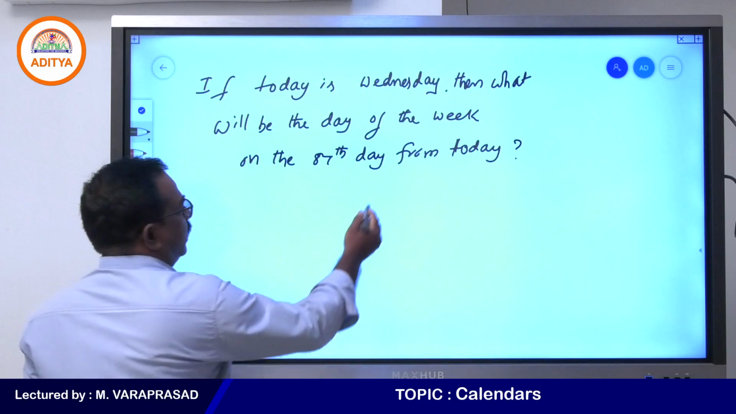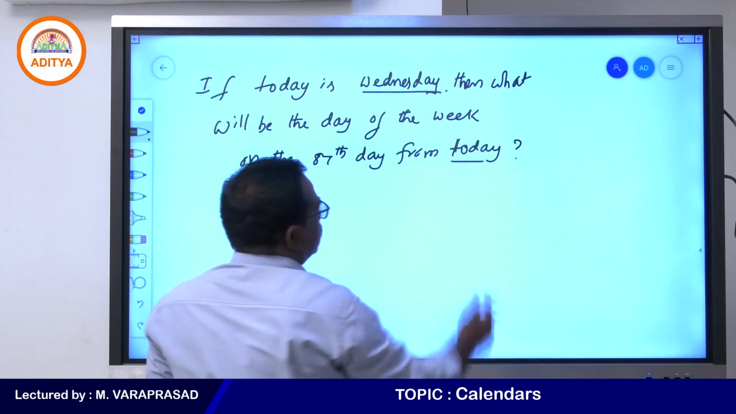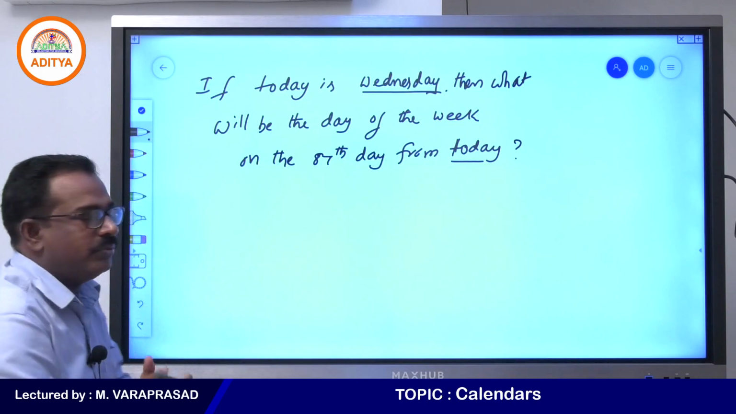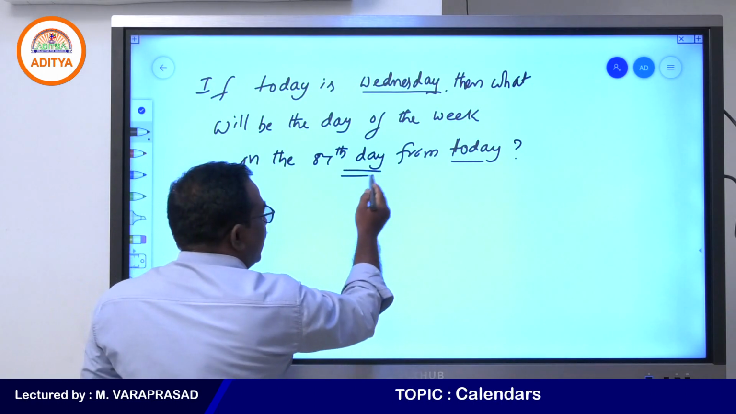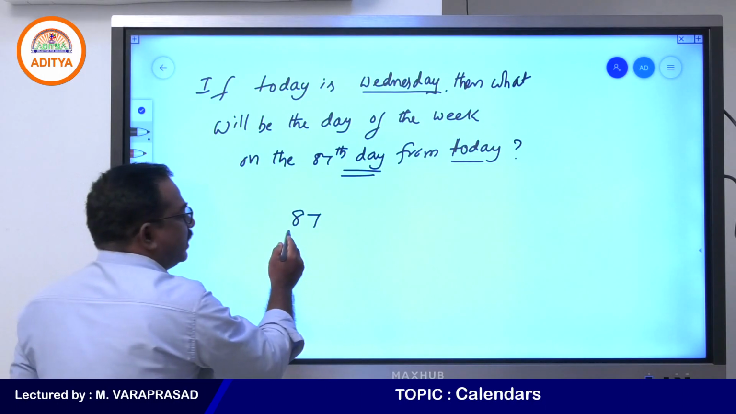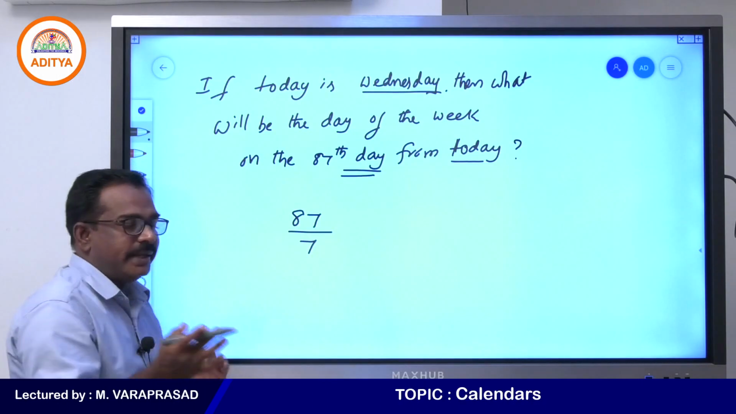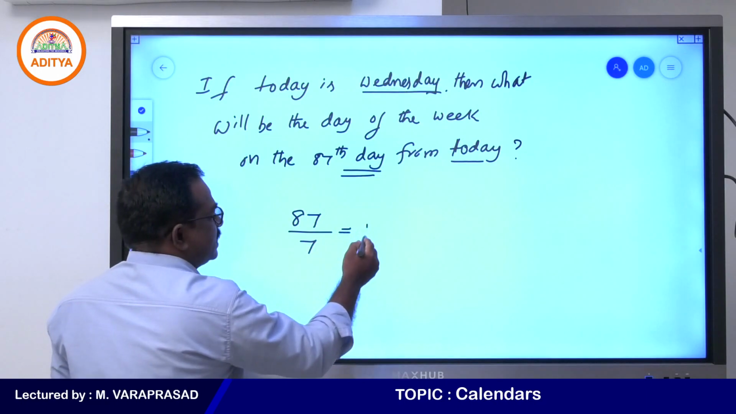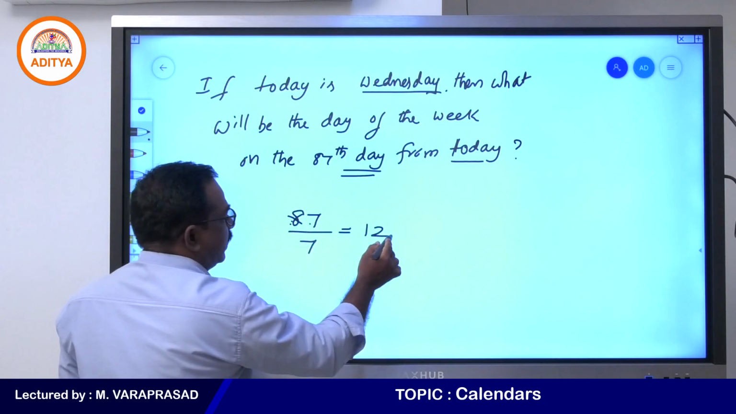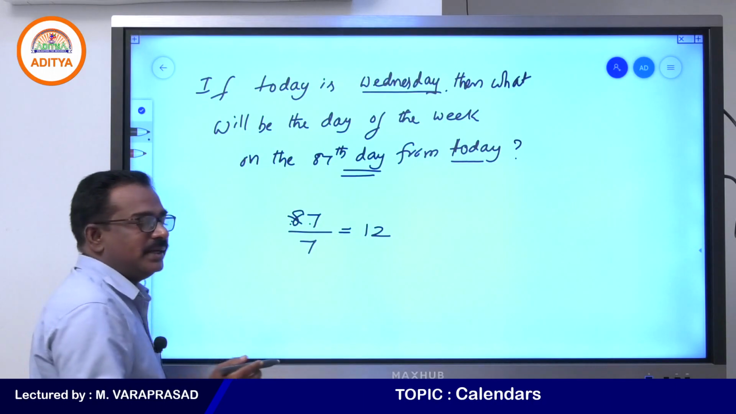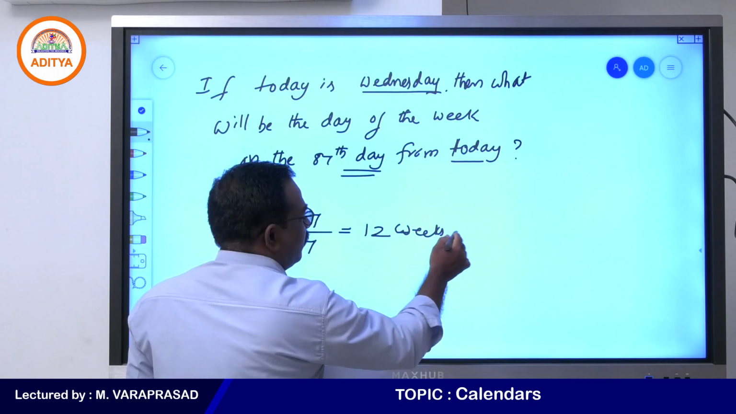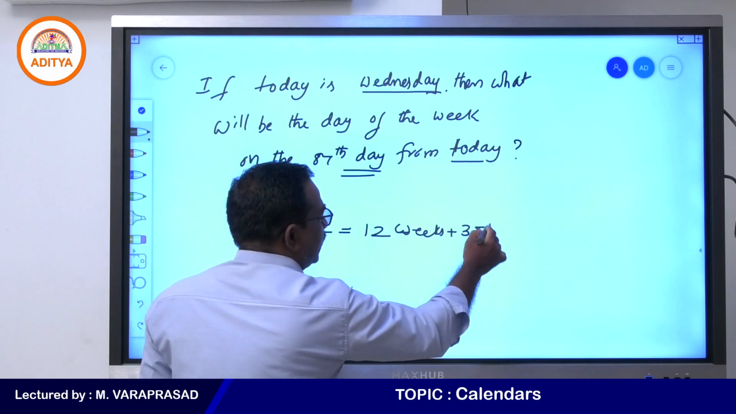Starting from today, today is Wednesday. What is the 87th day from today? Days are given, so we can directly divide by 7 to convert into weeks. 7 1 7, 7 2 14, 7 12 84. So 12 weeks exactly plus 3 odd days.